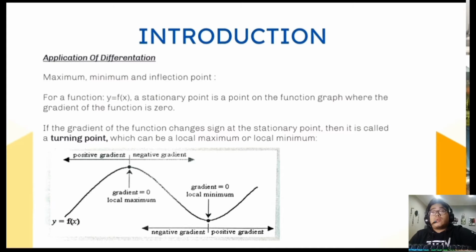For a function y equal f(x), a stationary point is a point on the function graph where the gradient of the function is 0. If the gradient of the function changes sign at the stationary point, then it is called a turning point, which can be a local maximum or local minimum. The diagram below shows the maximum graph.